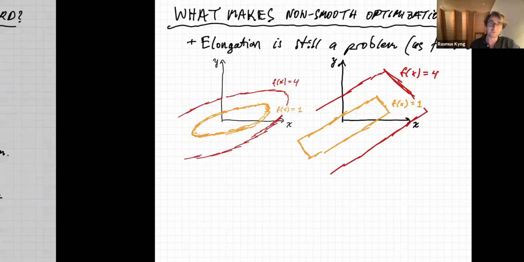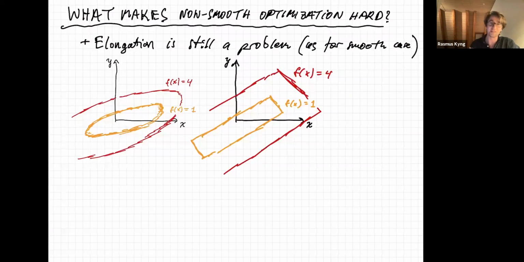Okay, and then you can inherit all the problems that we had in smooth optimization on top of that. So you can still have very elongated shapes and combine them with non-smooth functions, for example by plugging in a linear map. So like Ax minus b, some transformation.